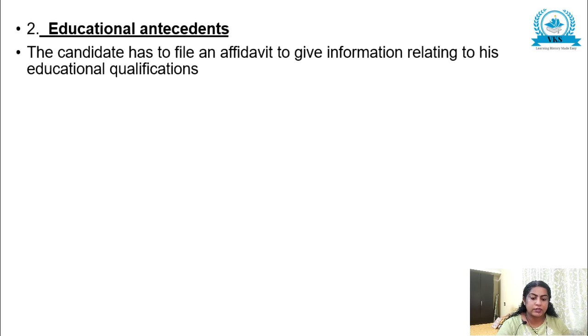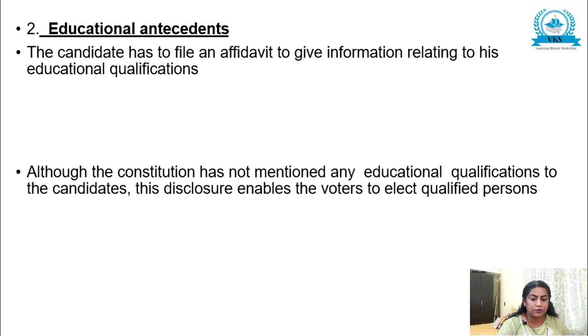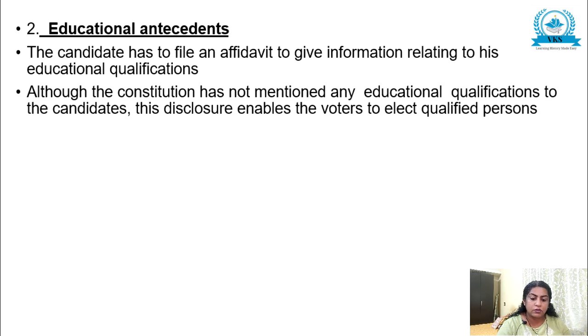Educational antecedents. The candidate has to file an affidavit to give information relating to his educational qualification. Although the Constitution has not mentioned any education qualification to the candidates, this disclosure enables the voters to elect qualified persons. Okay, now let us move on to the next topic, that is property antecedents.